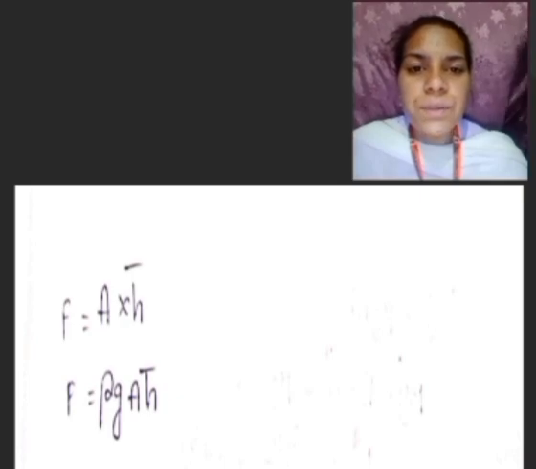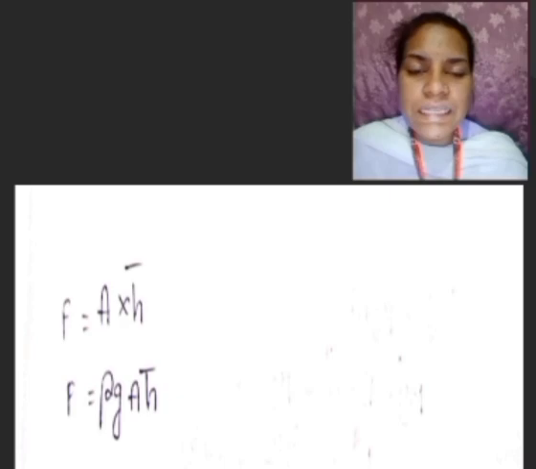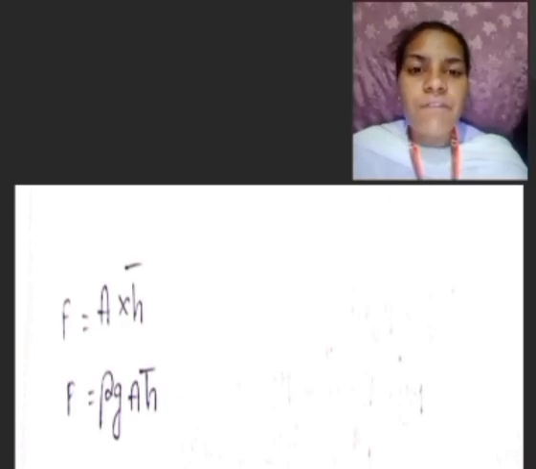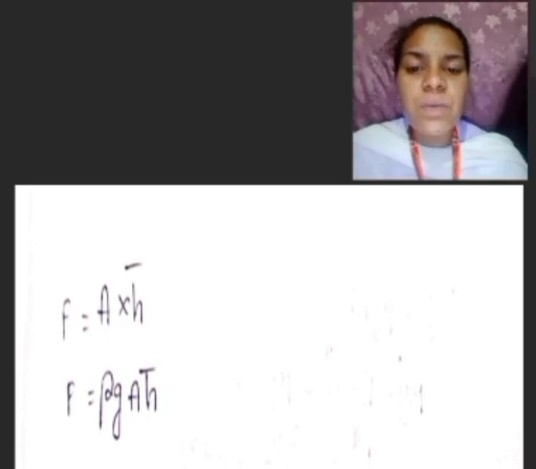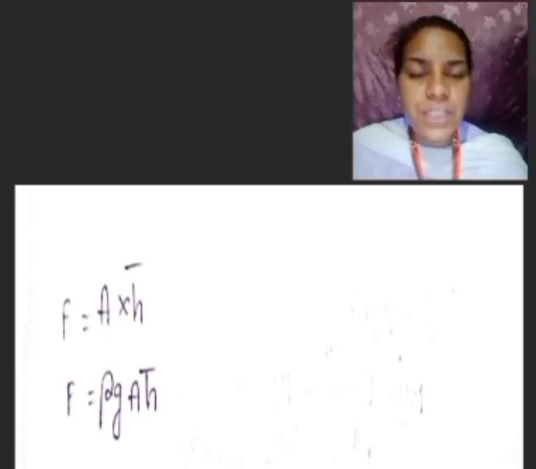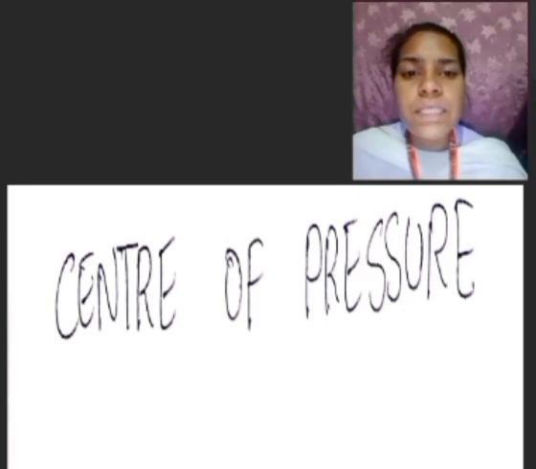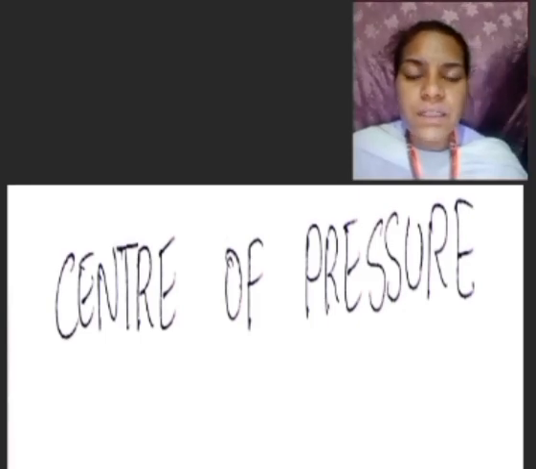We have to see the diagram and derive the derivation easily. Finally, we have to find the F value. F value is rho Z A H dash. Next topic is center of pressure.